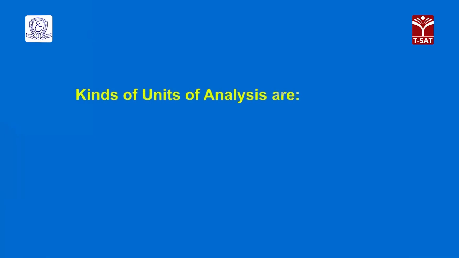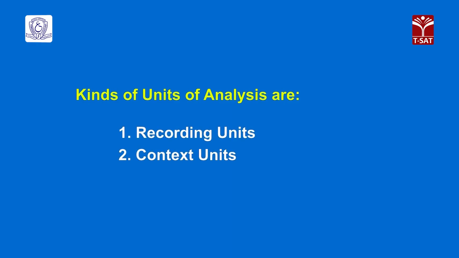Thus, the unit of analysis might be a single word, a letter, a symbol, a theme, a news story, a short story, a character, an entire article or an entire film or a piece of program. There are two kinds of unit of analysis. First one, recording units and second one, context units.